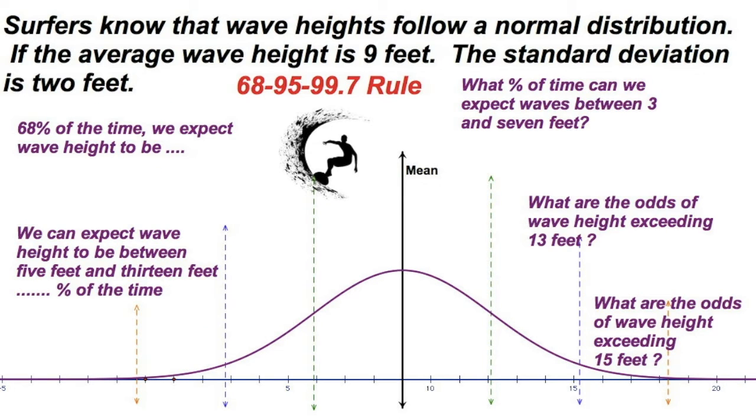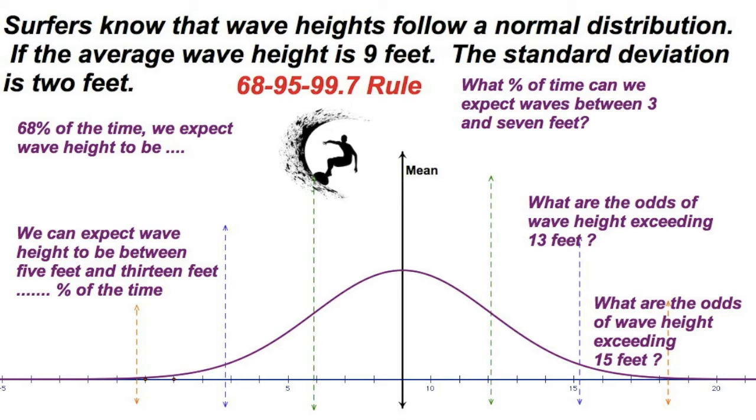All right, the surfer questions. Surfers know the wave height follows a normal distribution. Gosh, I hope it does. And average wave height is 9 feet. Wow, it must be on Maui or something. The standard deviation is 2 feet. All right, I made these numbers up, but I hope they're realistic somewhere for you surfers.